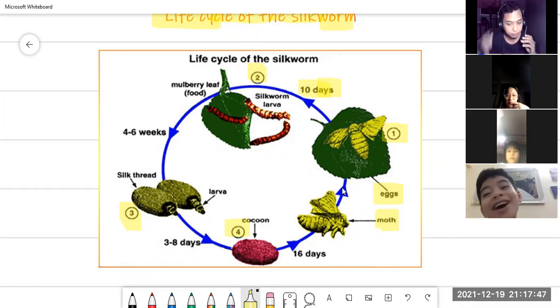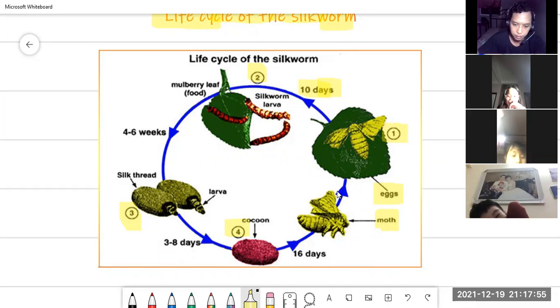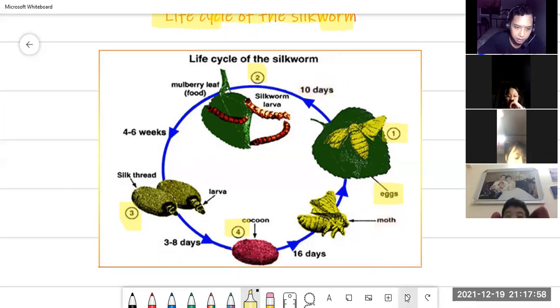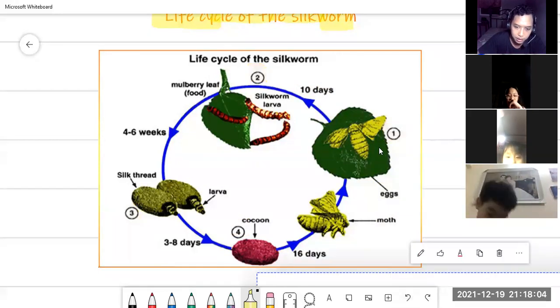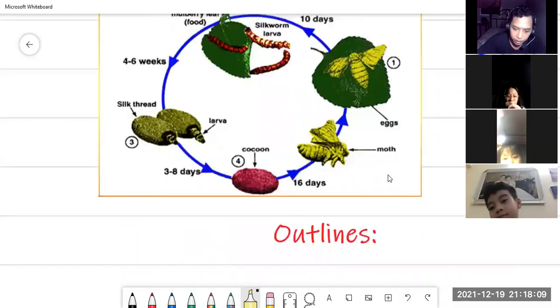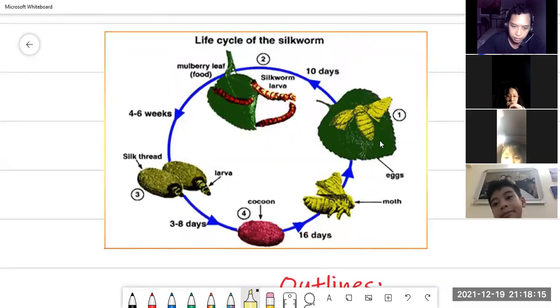Okay, can you hear me now? Yes. Very good. Now let's pay attention to the picture. So there are 4 steps in the life cycle of the silkworm. The first step, as you can see, is the eggs. The eggs of the moth are laid on the leaves, and after 10 days, the eggs become silkworm larvae.